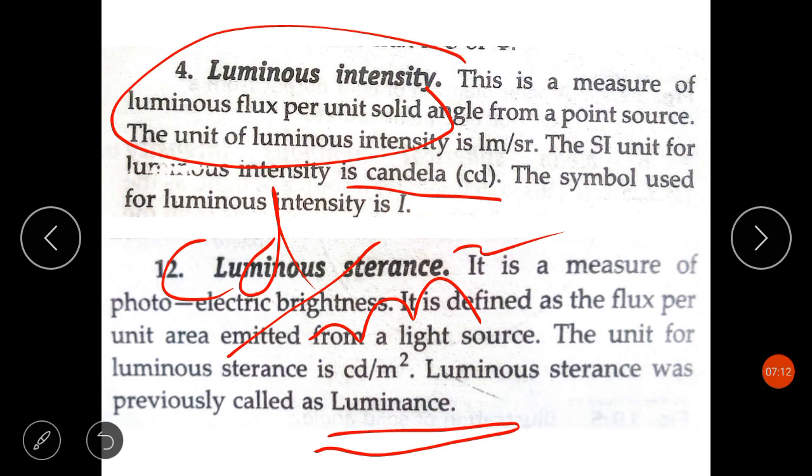So these were the prerequisites that you needed to know for understanding optical detectors. In my next lecture I'll be starting with optical detectors and how many types of optical detectors there are. So I'm ending this class here. Thank you.